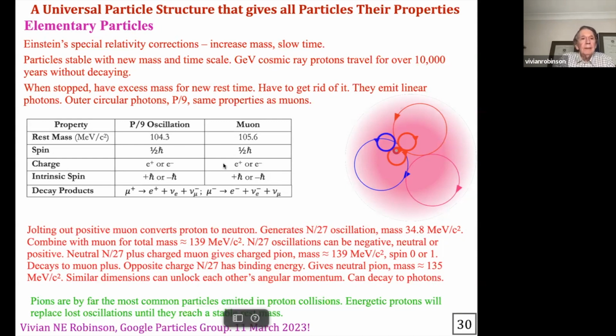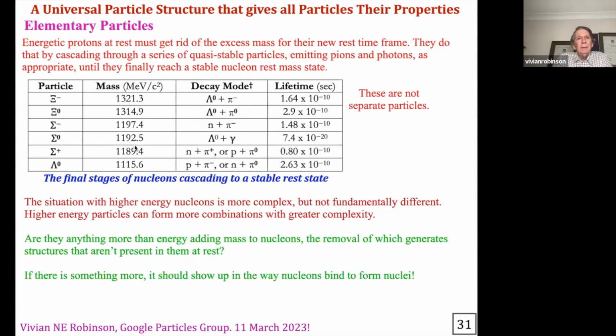Now, in doing that, all they do is just cascade through a series of quasi-stable particles emitting pions and photons as appropriate until they reach a stable nucleon rest mass. I won't pronounce these particles, but these are just the final stages of decay.